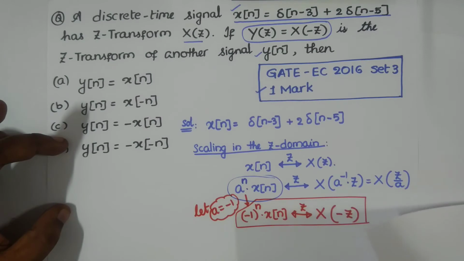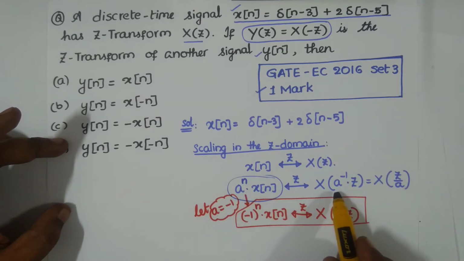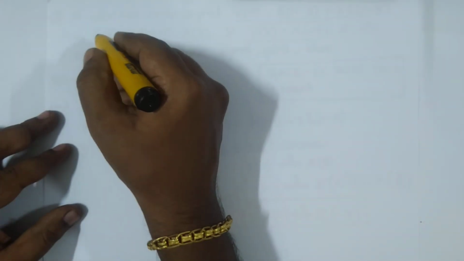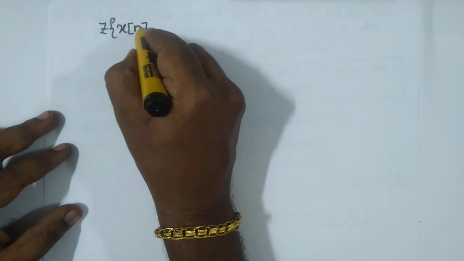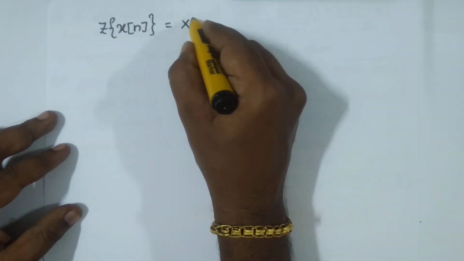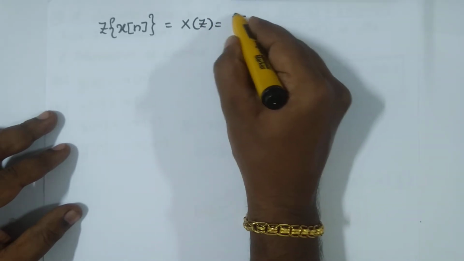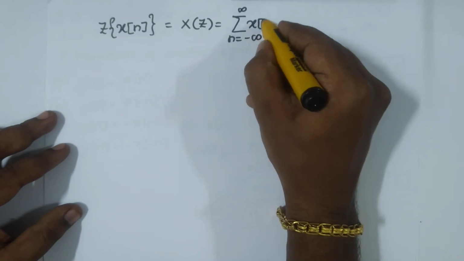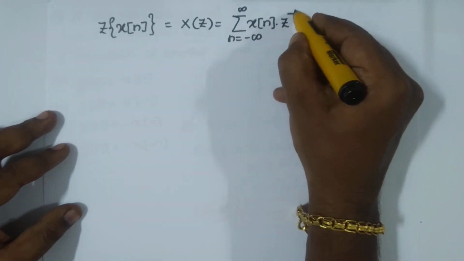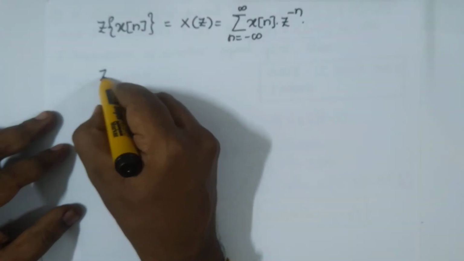But if you want to know this, for example, you see, what do we have here? A power n x of n is X of a inverse z. If you want to know that scaling in the Z domain property, now see what we have. According to the definition, the Z transformation of a discrete time sequence is, say, X of z, that is, you have n equal to minus infinity to plus infinity. So you have this basic definition, right? So this is well known to us. Now what are we going to find?